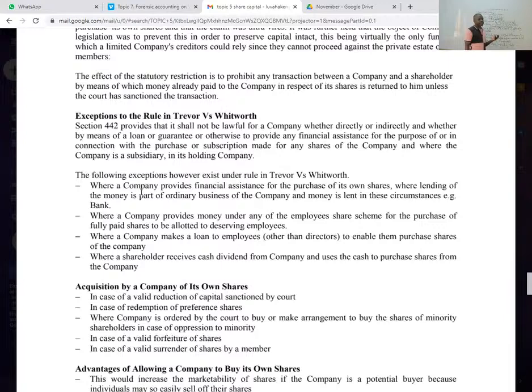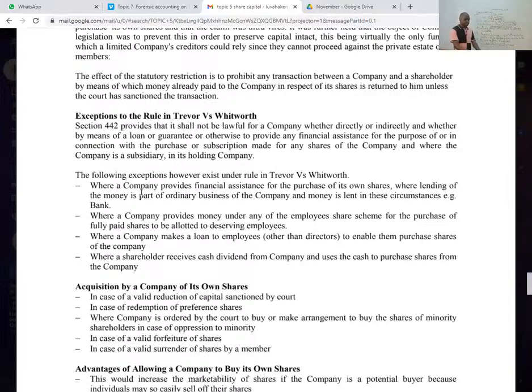And then the last one, where a shareholder receives cash dividends, and instead of taking the dividends, he utilizes the dividends to buy the shares of the company. So as a shareholder, you are given dividends, let's say, for example, worth 100,000. Instead of taking that cash dividend, you simply ask the company to give you extra shares in terms of that amount you've been given as dividends. So you can see in those instances, the company is actually able to finance the purchase of its own shares by other parties.